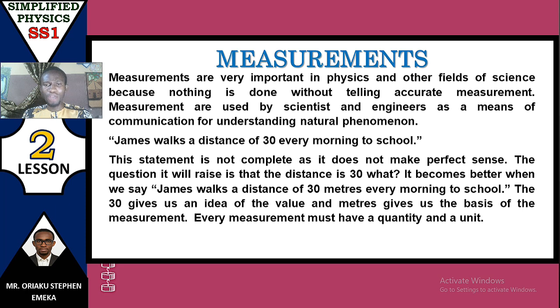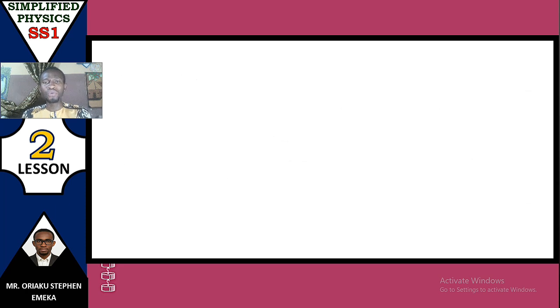But one thing we have to know is that every measurement has two things. There must be a quantity, which is the number, and there must be the basis by which the measurement is carried out. So every measurement must have those two. Those two are very, very important. They must have a quantity and what? A unit. So now, what is a quantity?